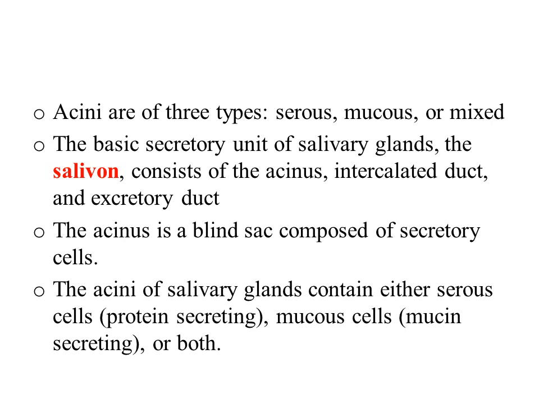The basic secretory unit of salivary gland is called the salivon, and it consists of the acinus, intercalated duct, and excretory duct. The acinus is a blind sac composed of secretory cells. The acini of salivary gland contain either serous, protein secreting cells, or mucous cells, usually containing mucin secreting cells, or both.